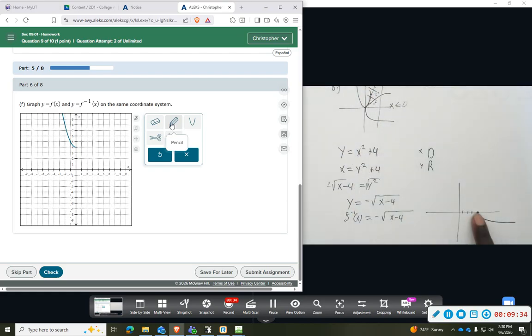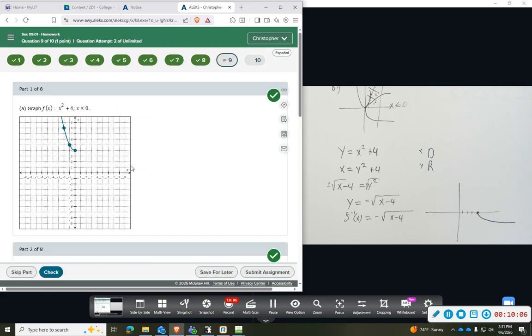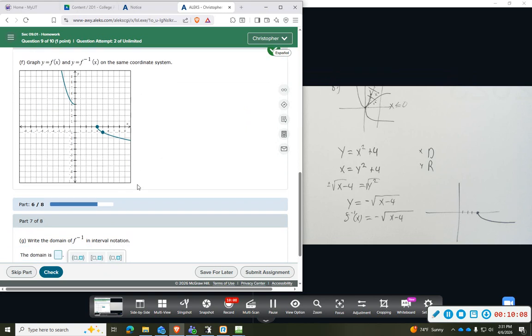So I can plug in 4. It's going to be my starting point. 4 minus 4 gives me 0. That's the smallest number we can use. So I'm going to plot a point at 4, 0. And then I want a number that's going to give me positive. So if I plug in 5, 5 minus 4 is 1. Square root of 1 is 1, but it's going to be negative. So I'm going to do 5 and negative 1. All right, I'm going to click this, put this point here, and then that'll give me our graph. All right, so we have both graphs.